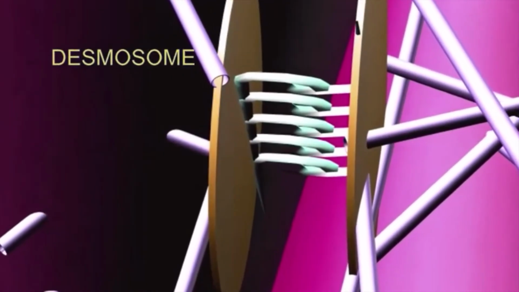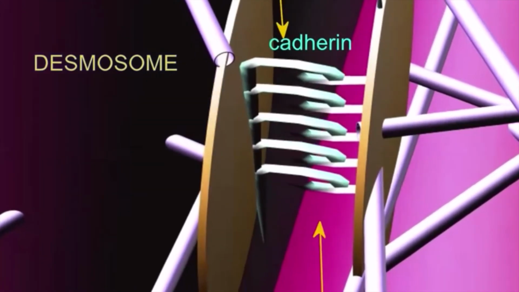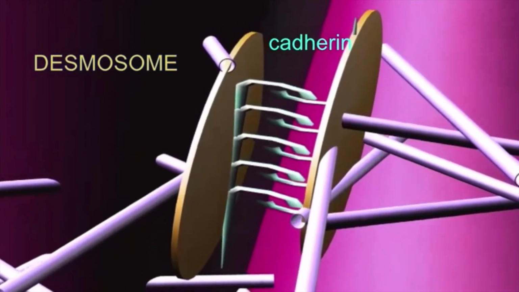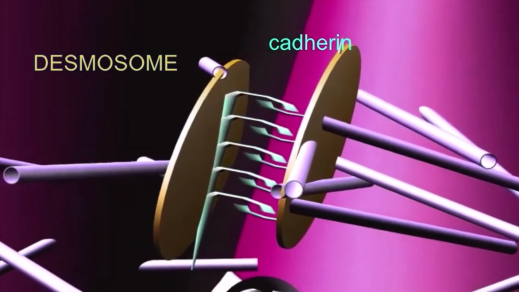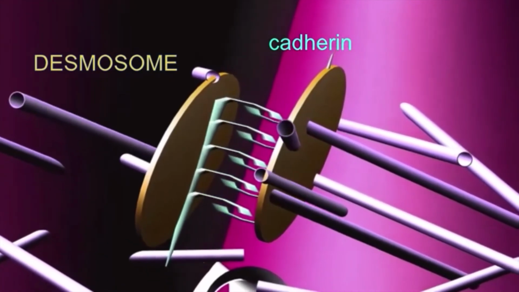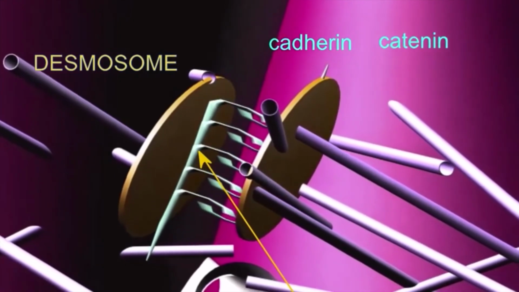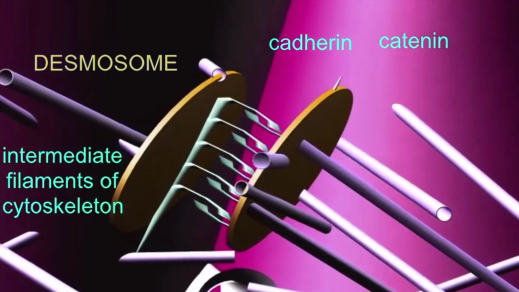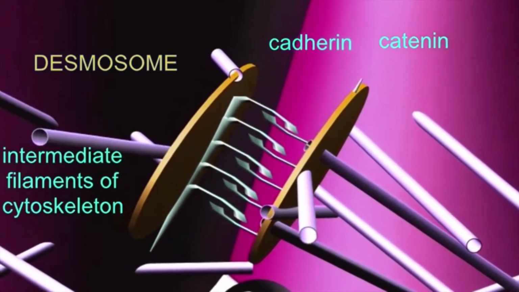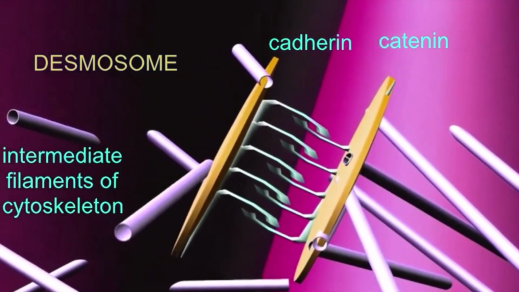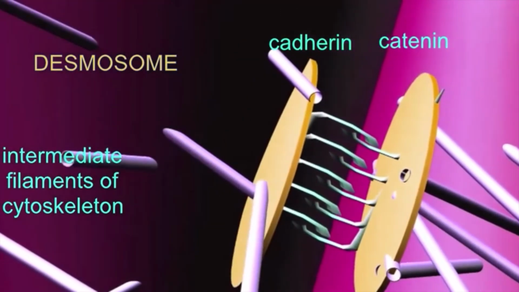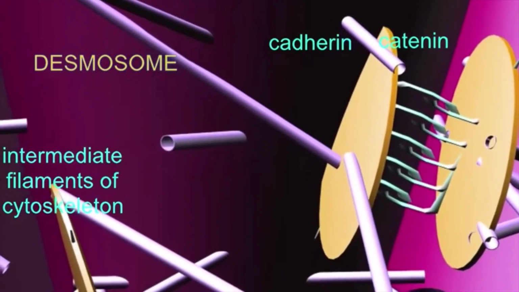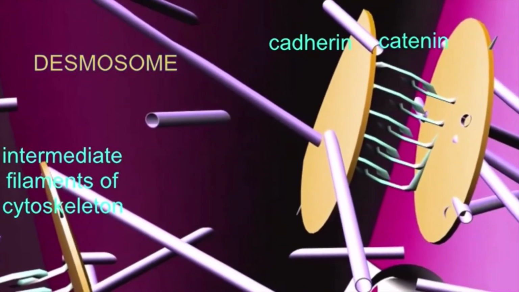At a desmosome, molecules of cadherin from each of the 2 cardiac muscle cells link, and these molecules of cadherin are then attached to proteins known as catenins in plaques, which then link to the intermediate filaments of the cytoskeleton. Thus, when one cardiac muscle cell contracts, it is physically joined to the cytoskeleton of neighboring cells, and this allows the junctions to withstand the tension of their contraction.